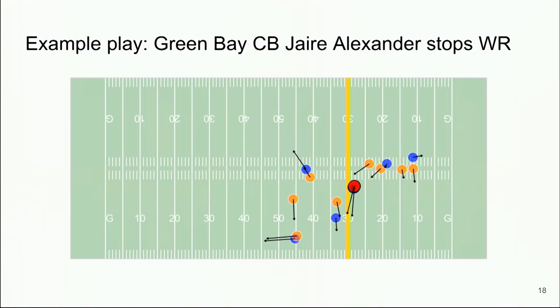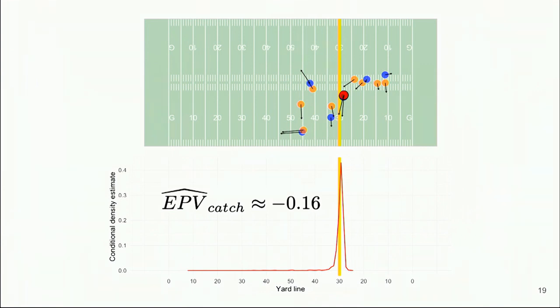So what I want to know is the value of the positioning of this corner at this particular moment in time. At the bottom here, I have what my distribution estimate looks like for the YAC for this coverage, given this information about their velocity vector and location. You can see the mass of this is before the first down marker. So if I integrate over this distribution estimate with each corresponding value I have associated with each yard line, I have a negative EPV, a negative expected play value within this play at this particular moment of time. From a defensive point of view, that's great. It's a negative value. That's what we want to see.